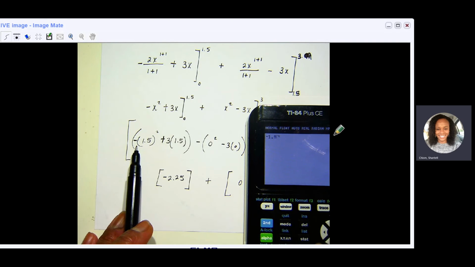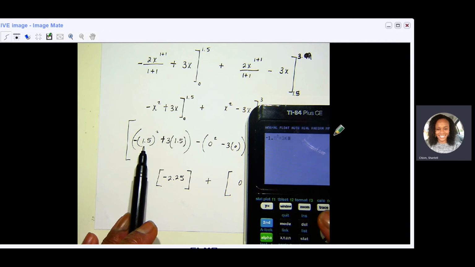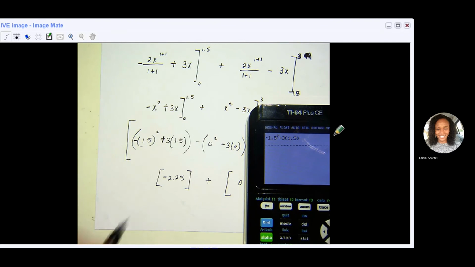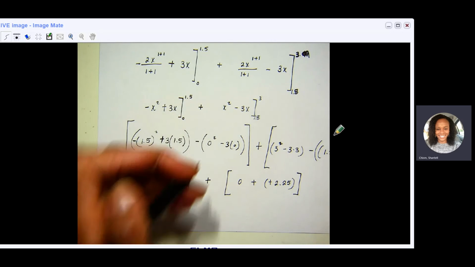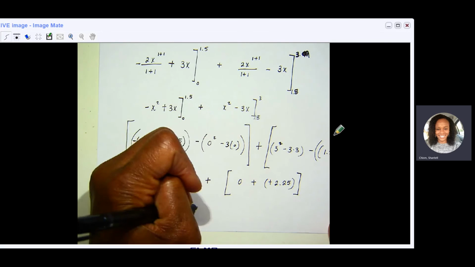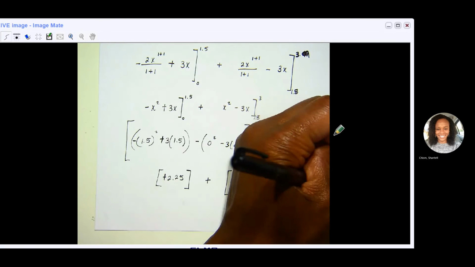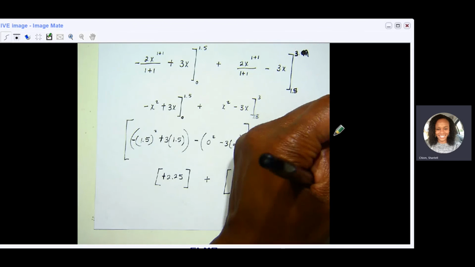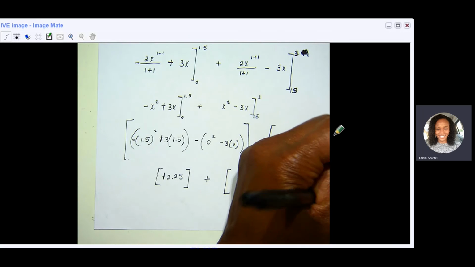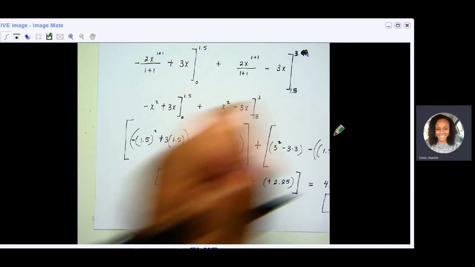So negative 1.5 squared plus 3 times 1.5. So yeah, that should be a positive 2.25. And so then 2.25 plus 2.25 gives us 9 halves, which is 4.5. And you're probably going to want it as a fraction.